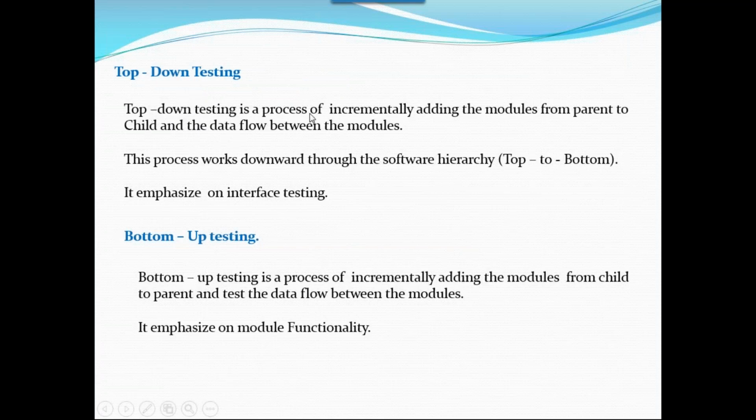The top down testing is a process of incrementally adding the modules from parent to child. So I'm taking one parent link, and under the mobiles I'm taking accessories. Mobile should work and accessories should work. Here the mobile is the parent, and the child is mobile accessories. Once you add it, you need to check whether the data flow between the modules is working properly or not.